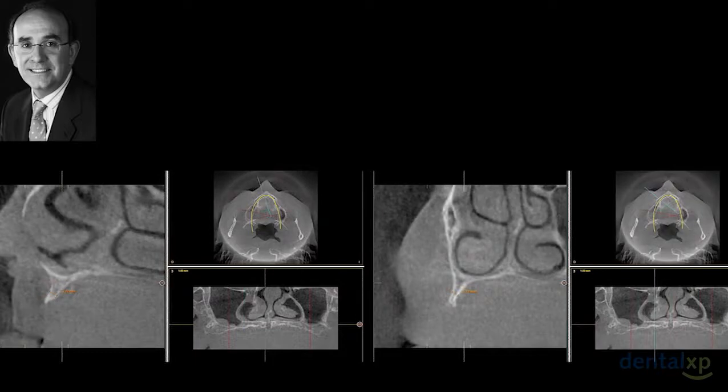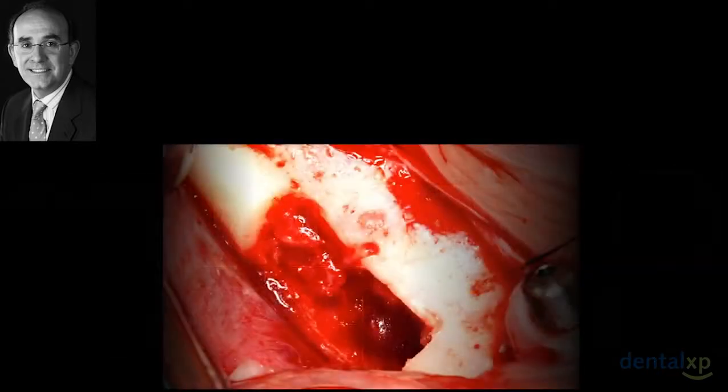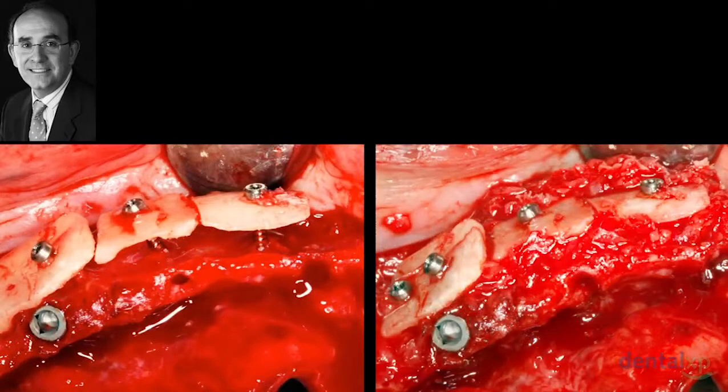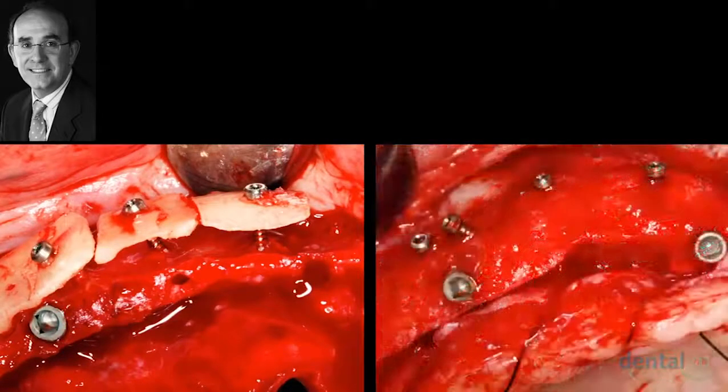Our approach in these cases is to take a block graft of the ramus, using the technique of Fuad Khoury, whom I think everybody knows, who completely changed the concept of the biology of the block graft, and really changed drastically my practice in this direction. In many cases, I do the expansion and use transitional implants to increase the volume. I place my graft, and this was the result.